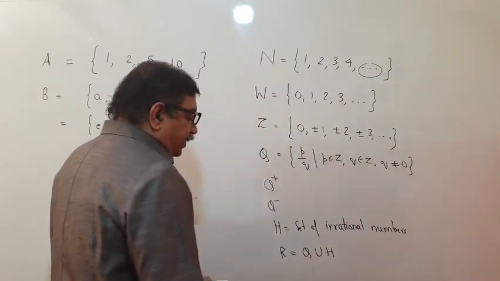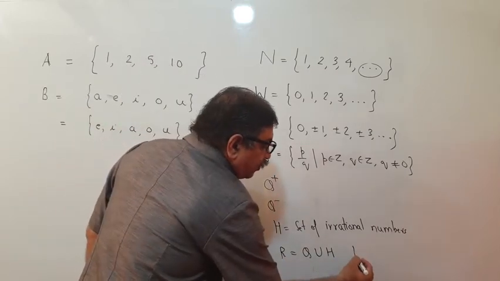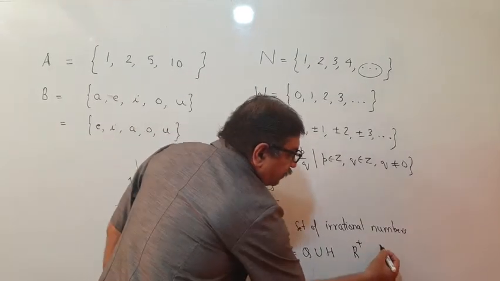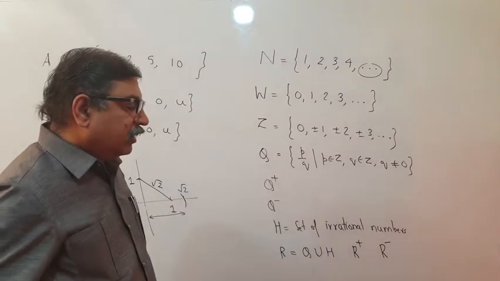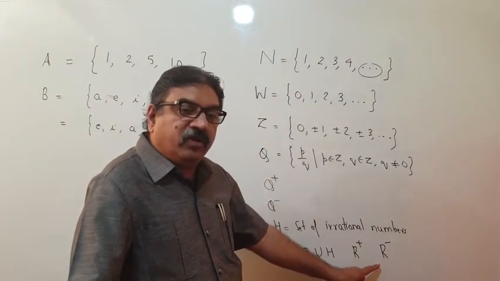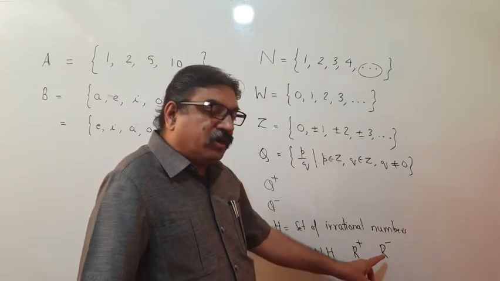sets of different numbers. You know what R is, the set of all the real numbers, and therefore what will be R plus, the set of positive real numbers, and what will be R minus, the set of negative real numbers. Remember, 0 will not be included over here and 0 will not be included over here because 0 is a neutral number, neither positive nor negative.